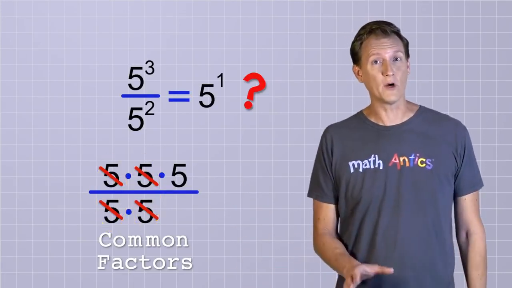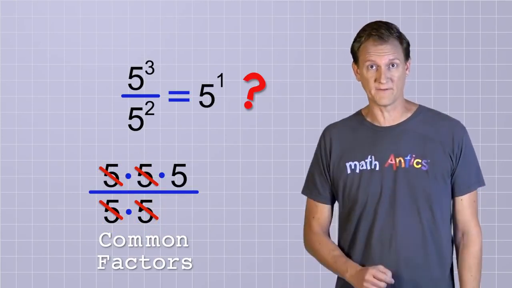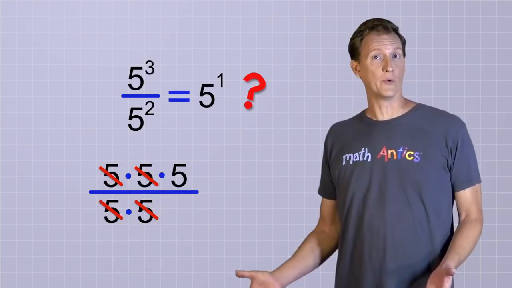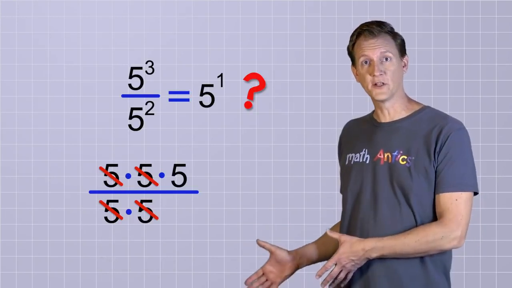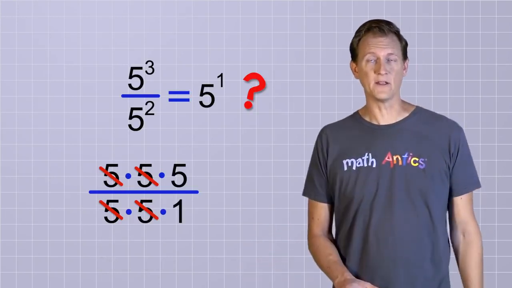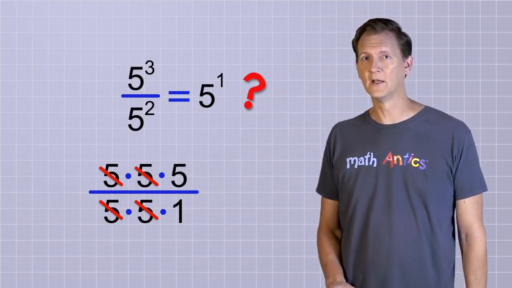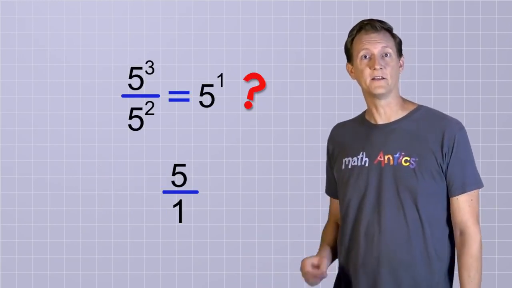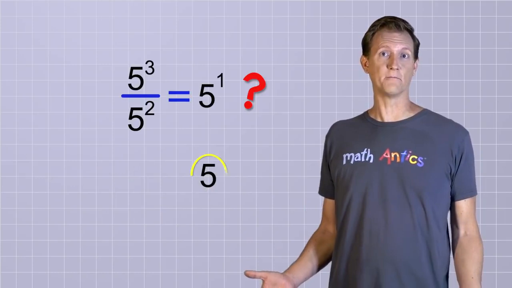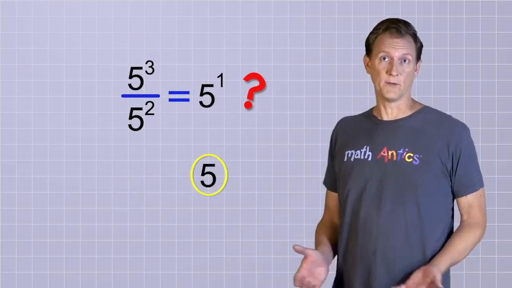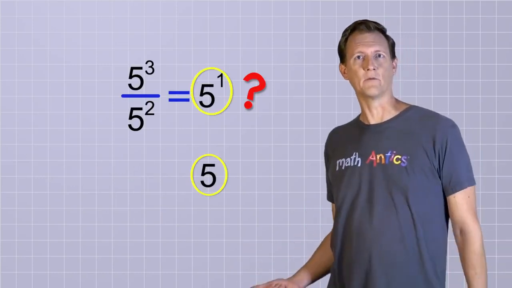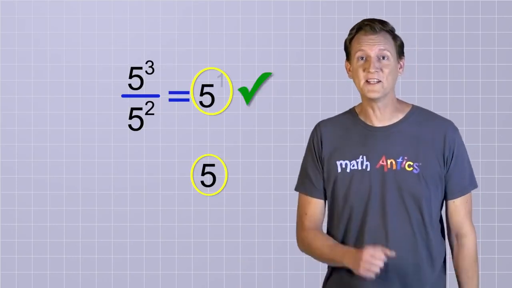If you don't know why that works, be sure to watch our video about simplifying fractions. And what do we end up with? Well, all the factors on the bottom canceled out, which leaves 1 since there's always a factor of 1. And there's only one 5 left on the top. So our expression simplified to 5 over 1, or just 5. Following our law, we got a simplified version of 5 to the 1st power, which is also just 5. So it really did work.